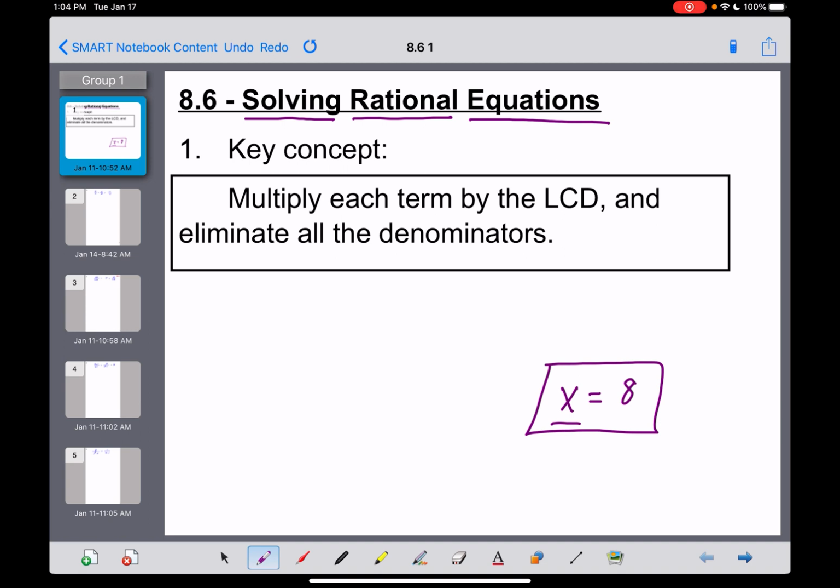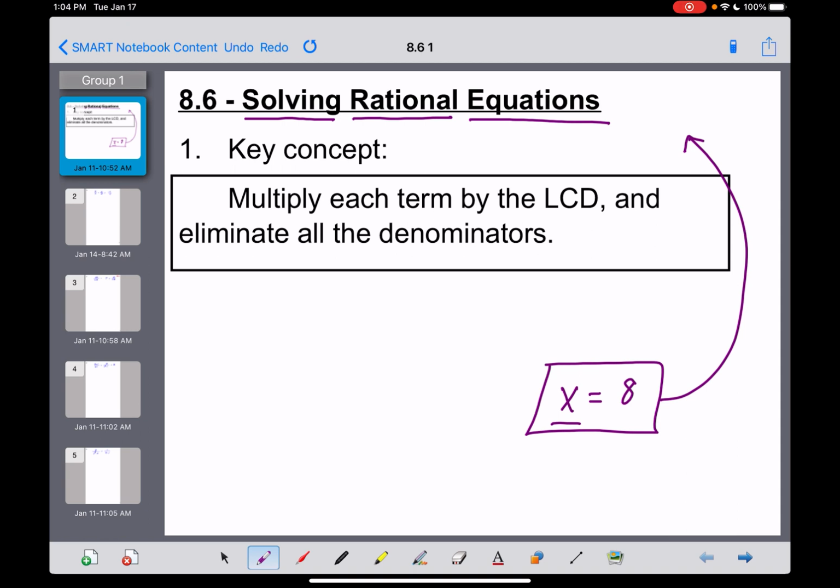And another nice thing about solving equations is you can always check your answer by plugging that solution back into the original equation and making sure that you end up with something that is true. So there are some benefits to solving equations that in some ways make it a little bit easier than the simplifying expressions we were doing in the last few sections.